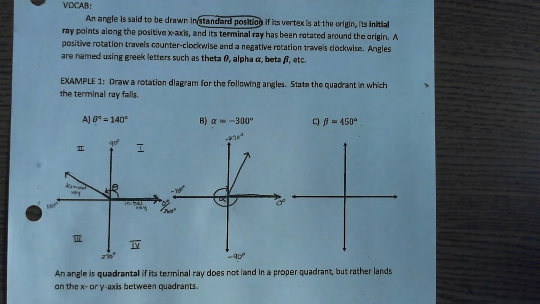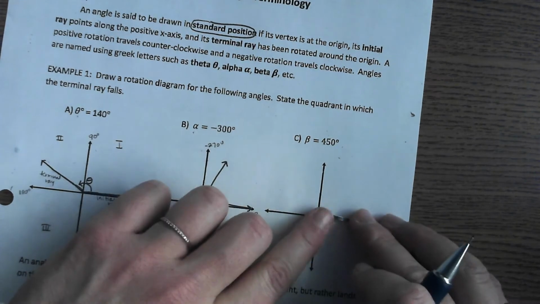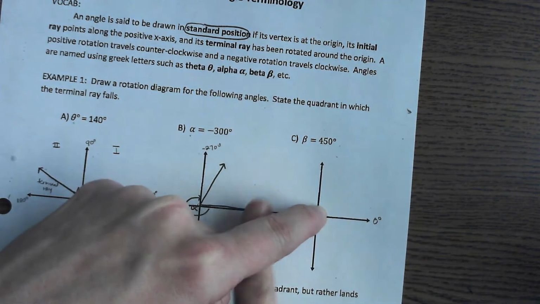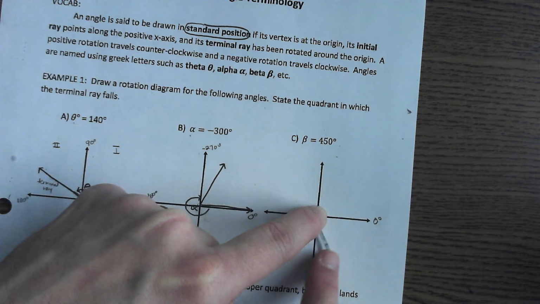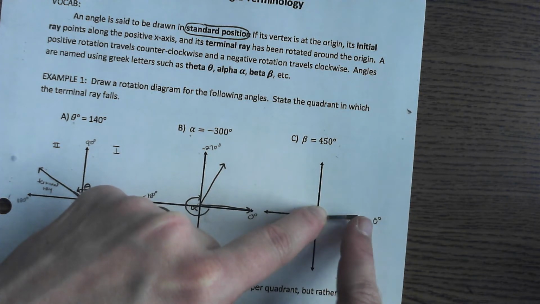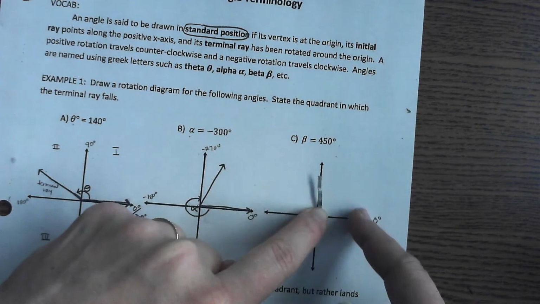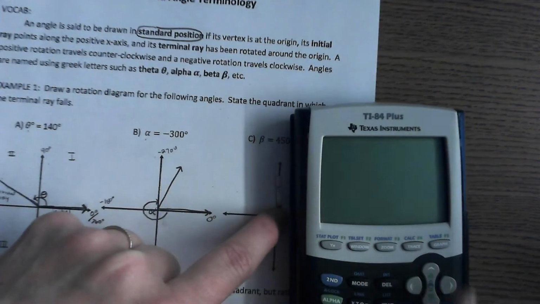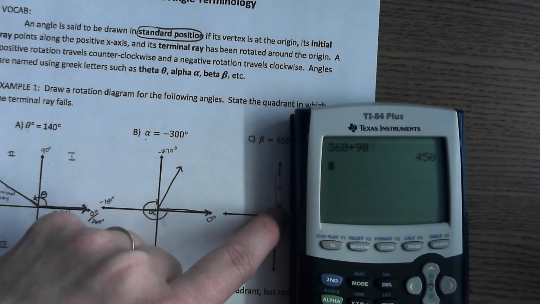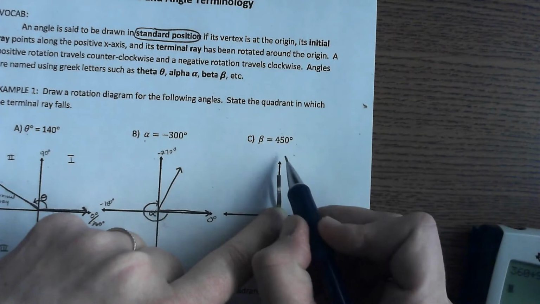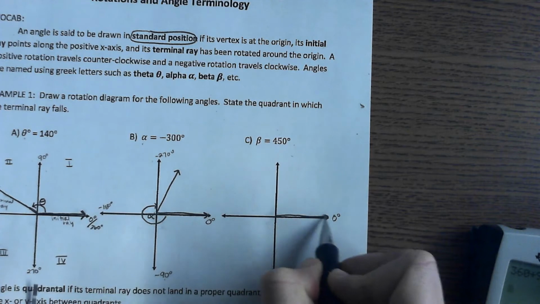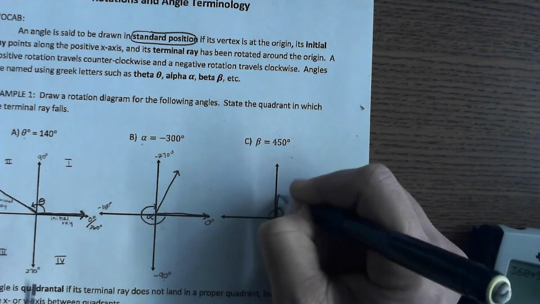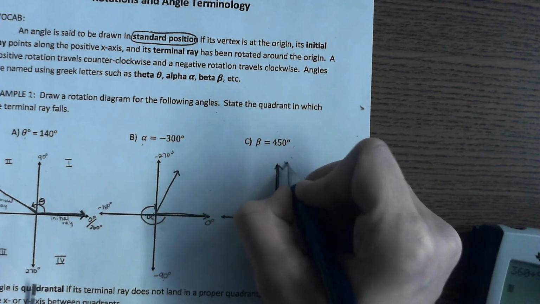And then lastly, a 450. So we're opening positively. So there's our 0. Here's our 90, 180, 270, 360. That was one full circle. And then what's 90 past 360? 360 plus 90, what'd you say? 450. So actually that ends up landing right there. So here's your initial ray still. We actually opened up one full circle and then some. So our terminal ray ended there, and that was a 450 degree angle.